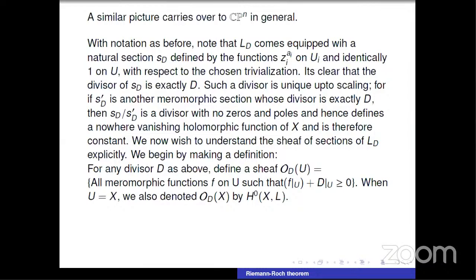And now when U is equal to X, we also denote OD of X by this vector space H upper naught of X comma L. This is what's called the zeroth cohomology group with coefficients in L. And this is just an alternate notation for OD of X, the global sections of this sheaf.